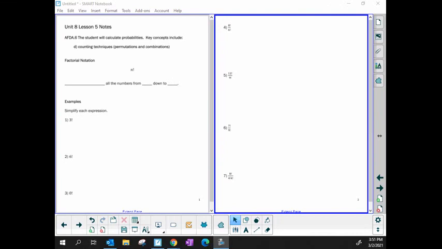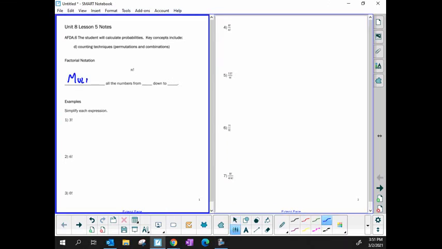So in math, when you see an exclamation point behind a number, it's N factorial, or whatever number it is, factorial. And factorial just means that you multiply all the numbers from whatever that number is all the way down to 1. So when you have an exclamation point behind a number, that's factorial notation. So it's that number factorial. And that just means you're going to multiply every number, starting with that number, counting down all the way to 1.